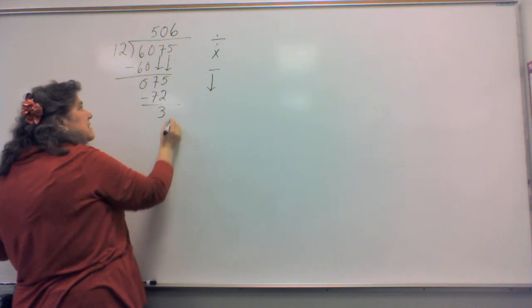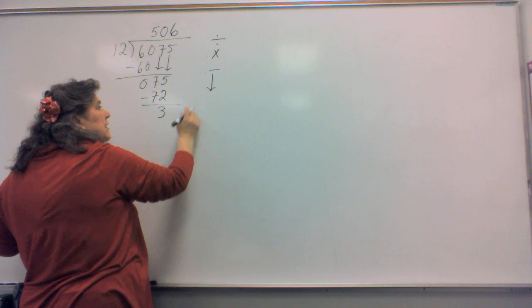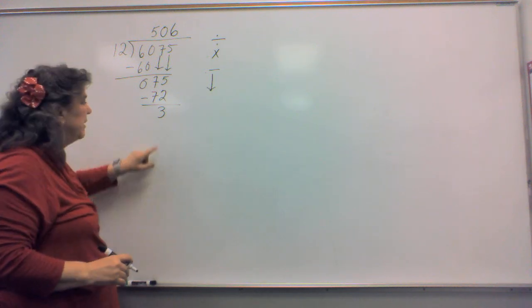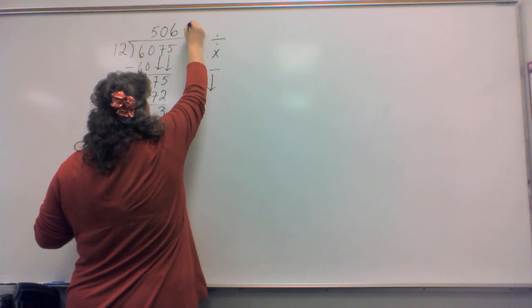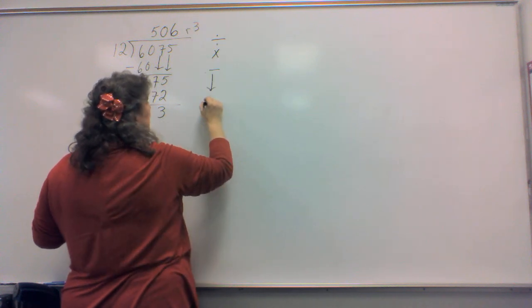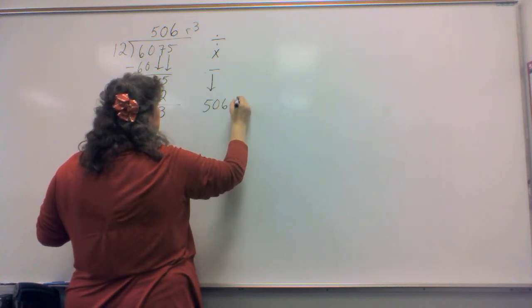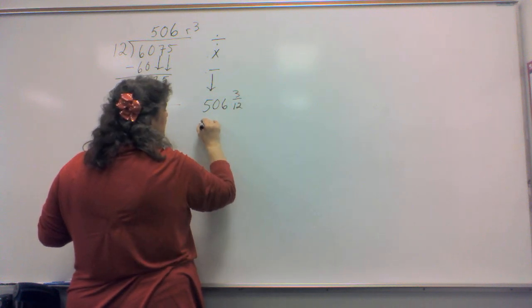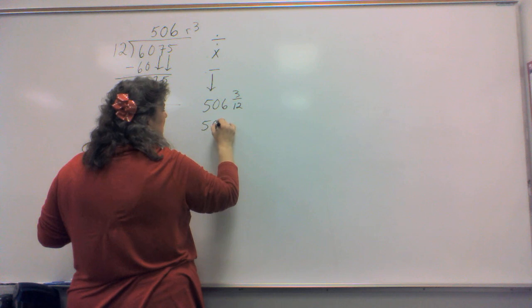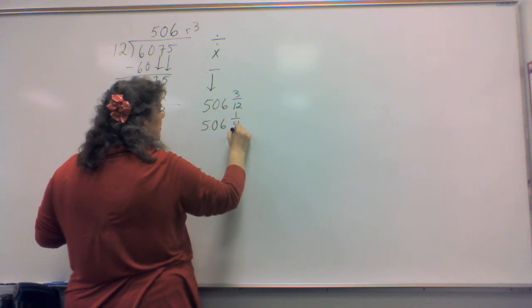So there are no more digits up here, so there's nothing left to bring down. This had a remainder of 3. So we can write this remainder of 3, or we can write it as 506 and 3/12, and 3/12 would reduce to 506 and 1/4.